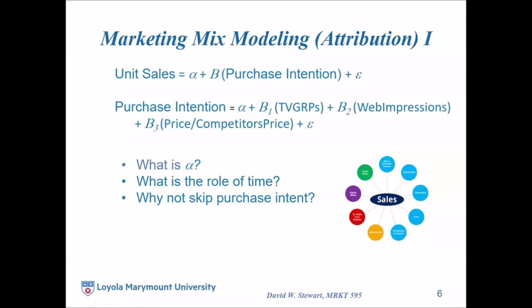This is a simple example of what a marketing mix model would look like. It's a regression equation. So I could estimate unit sales as some function of purchase intention, and stop there. By the way, what's the alpha there? It's baseline. So it actually finds its way into the statistics.